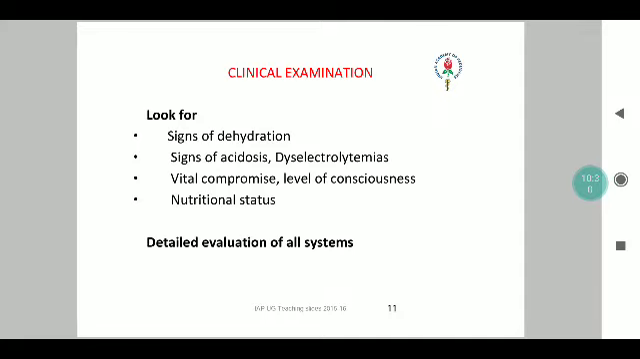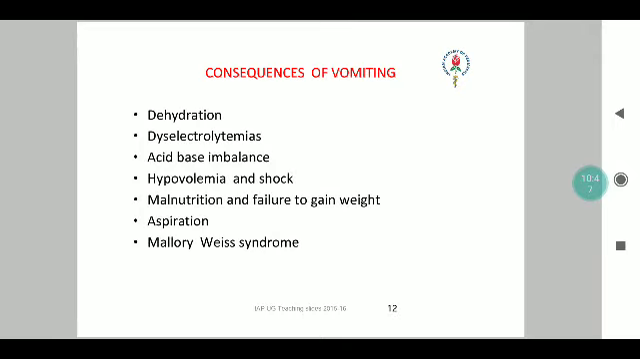Now, on examination of a child who has vomited, we must observe for signs of dehydration, signs of acidosis, any electrolyte imbalance, check the vitals, check the level of consciousness and the nutritional status of the child. Apart from that, a detailed evaluation of all systems is a must starting from per abdomen. Now, the consequences of this can include dehydration, electrolyte imbalance, acid-base imbalance, hypovolemia shock, malnutrition and aspiration as a result of vomiting.